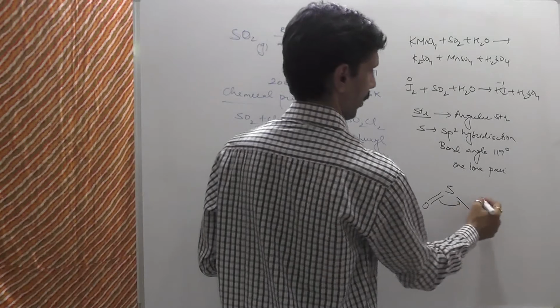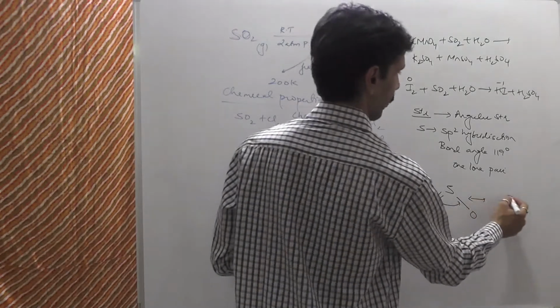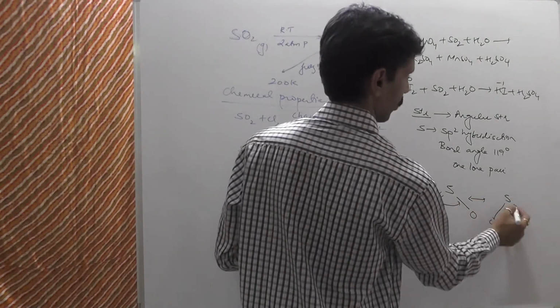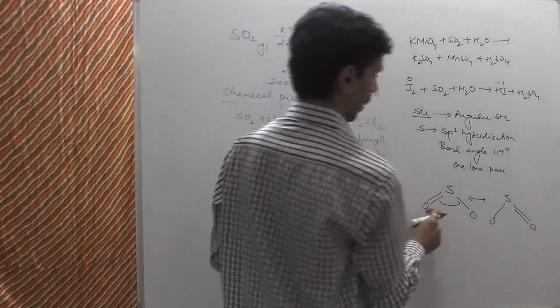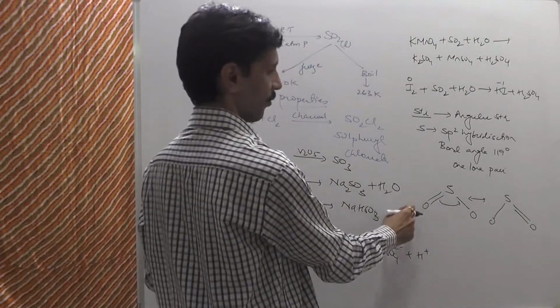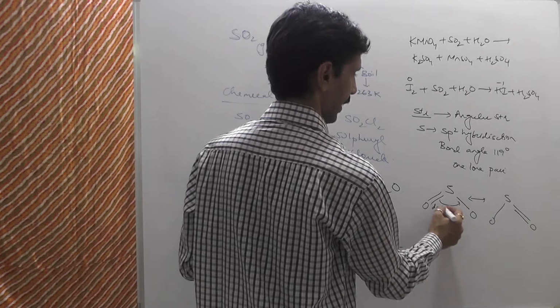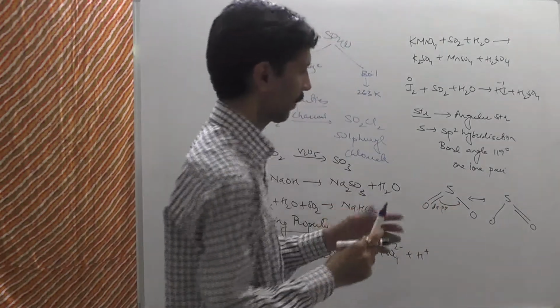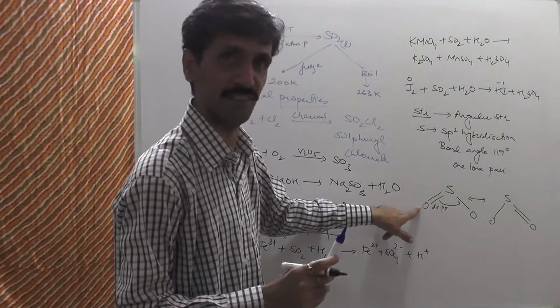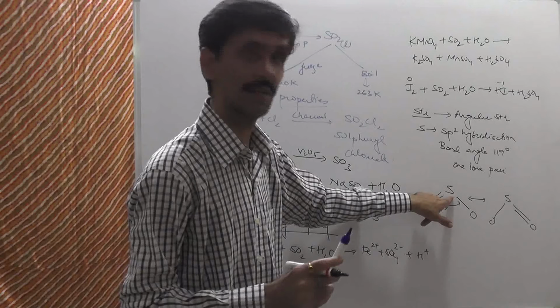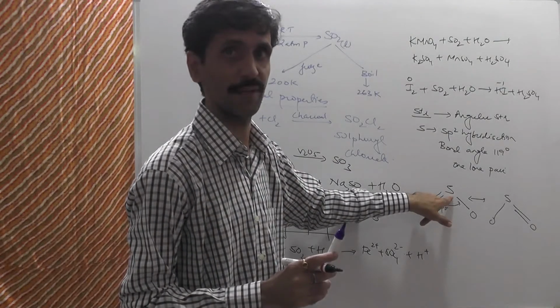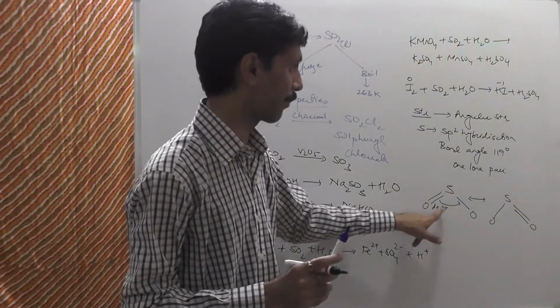ओके, या फिर हम उसे रेजोनेटिंग स्ट्रक्चर भी बता सकते हैं, so we can show it in this way. In this structure, the double bond is on one side. Okay, अब ये जो double bond है, that is nothing but a d pi p pi interaction. इसका मतलब क्या हुआ? The p orbital of oxygen overlaps with the vacant d orbital of the sulfur.